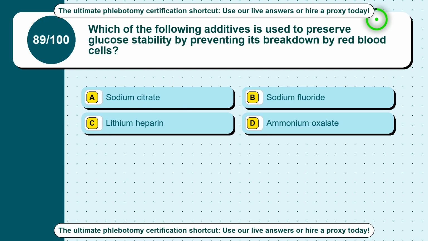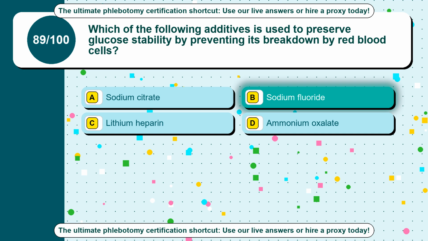Question 89. Which of the following additives is used to preserve glucose stability by preventing its breakdown by red blood cells? Option A, sodium citrate. Option B, sodium fluoride. Option C, lithium heparin. Option D, ammonium oxalate. The correct answer is option B, sodium fluoride.